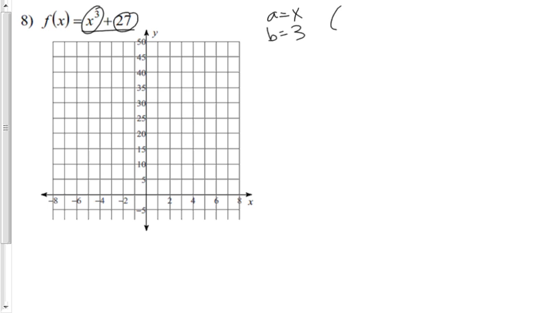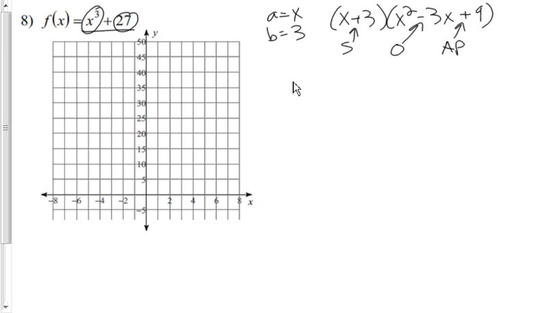So then we can write our factored form as x plus 3, x squared minus 3x plus 9. So I used that SOAP: same sign as the original, opposite sign as the original, and always positive sign right there. And then to get the values inside, it was a times itself, a times b, and b times itself.